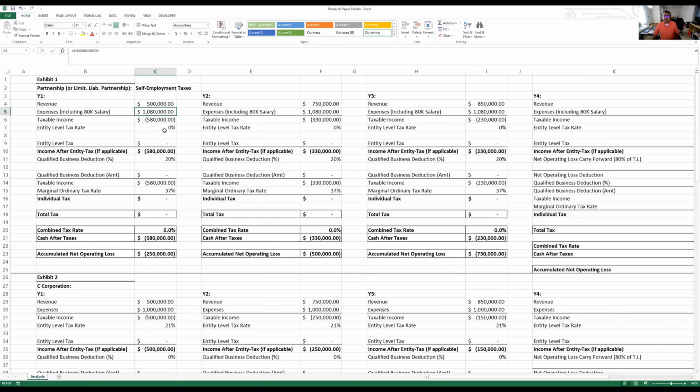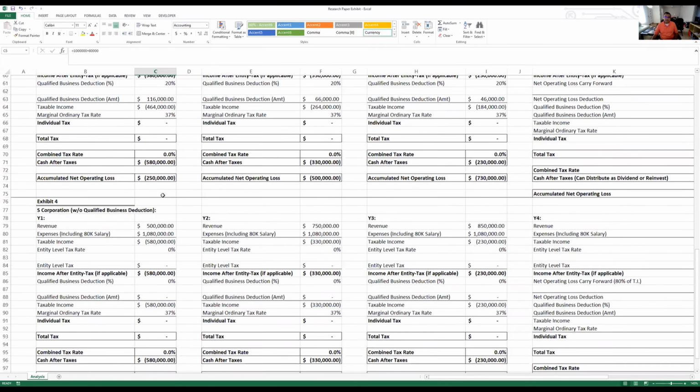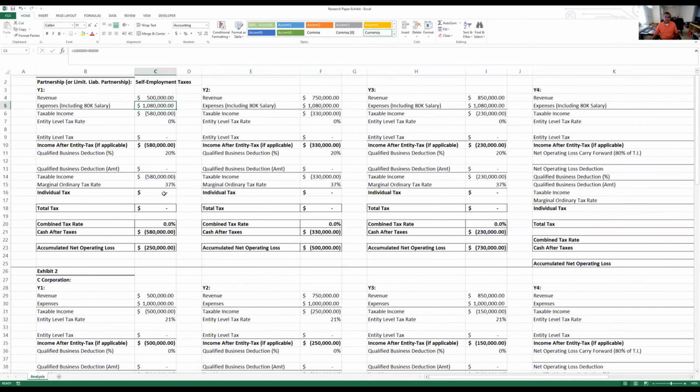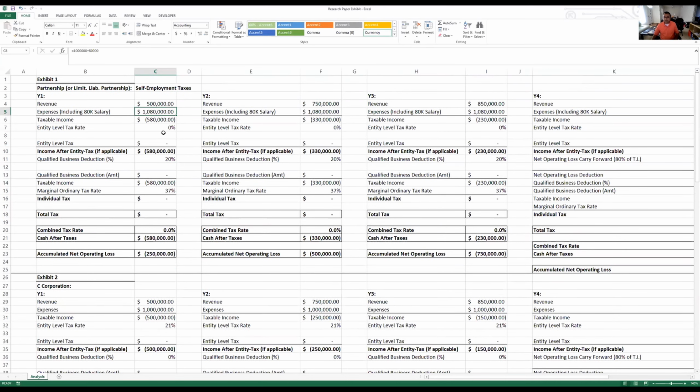Now, why is it important to know all this? Basically, these different entity types have different tax rates. So you might want to figure, are you going to have profits the first years, or are you going to have losses the first few years? So let's say I have no profit the first year from my partnership. I don't owe any tax then.